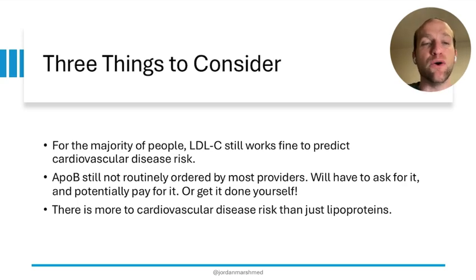ApoB is still not routinely ordered by most providers. So you'll have to ask for it, and you'll potentially have to pay for it because it's not necessarily the standard of care yet. But you can also get it done yourself. There are certain websites online where you can get lab values drawn and see it for yourself, and that's something you can explore if you'd like. And remember what I talked about last time, about how guidelines are given and it takes time for those guidelines to percolate into mainstream clinical practice. I do think that over time, ApoB is going to do that percolating.